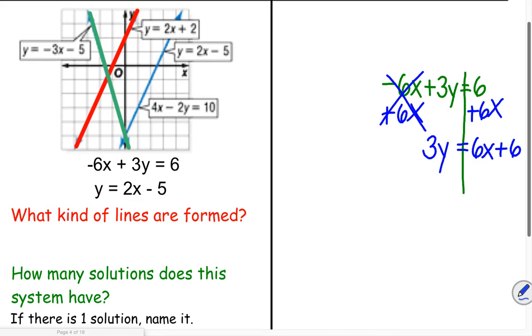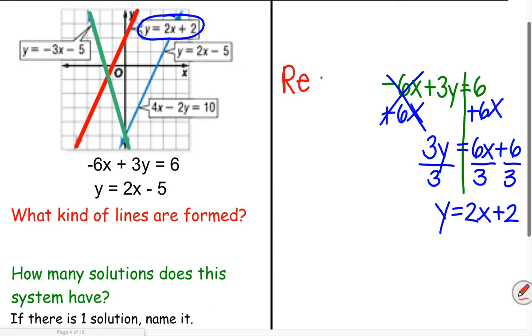And then to get y alone, we have to divide every number by 3. So then we have y equals 2x plus 2. So 2x plus 2 is our red line. So we're working with the red line. And then we have 2x minus 5, which is right here, which is our blue line.